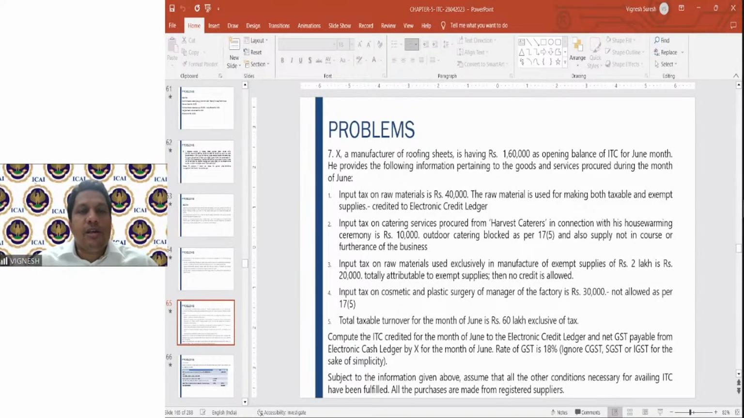So how much is related to exempt? 40,000 into 2 lakhs by 62 lakhs. So 1290 is attributable to exempt supply. Once you reverse the 1290, then from 40,000 you have to remove 1290 and you have to add 1,60,000, which is the opening balance. So the total ITC which you get is 1,98,710. I hope all of you got this answer. And the net GST payable will be 8,81,290.